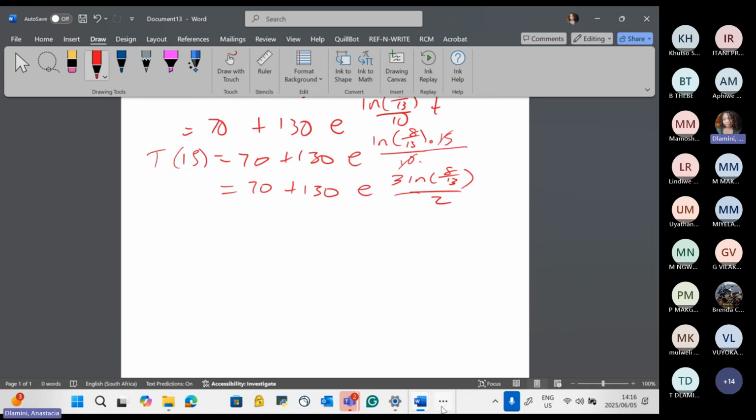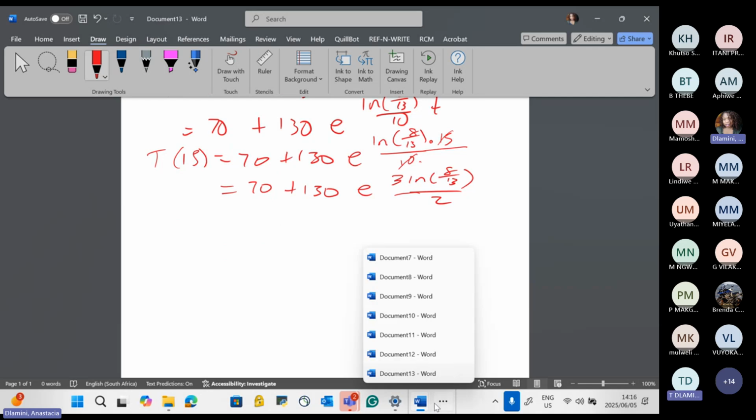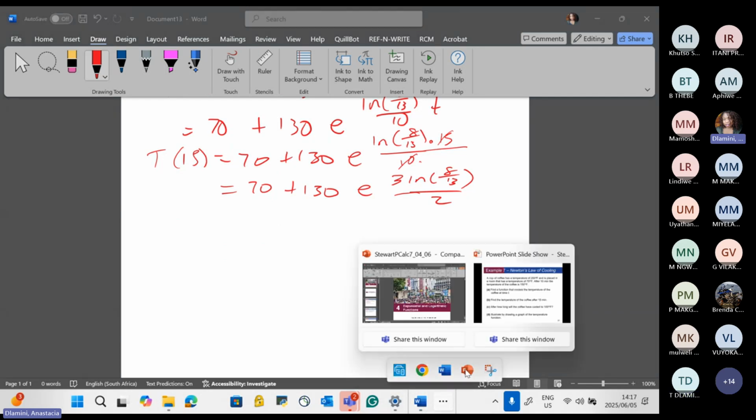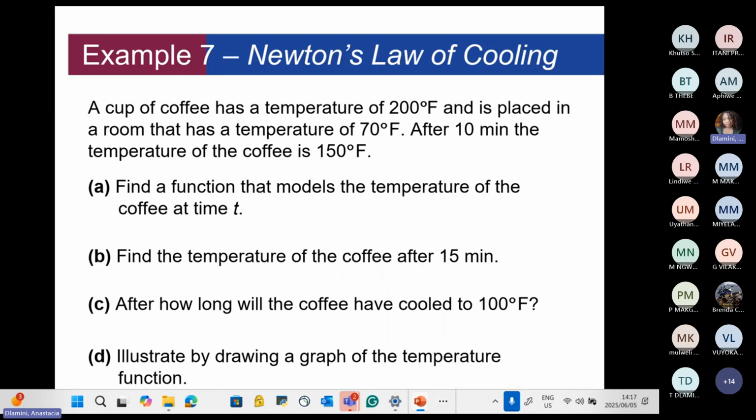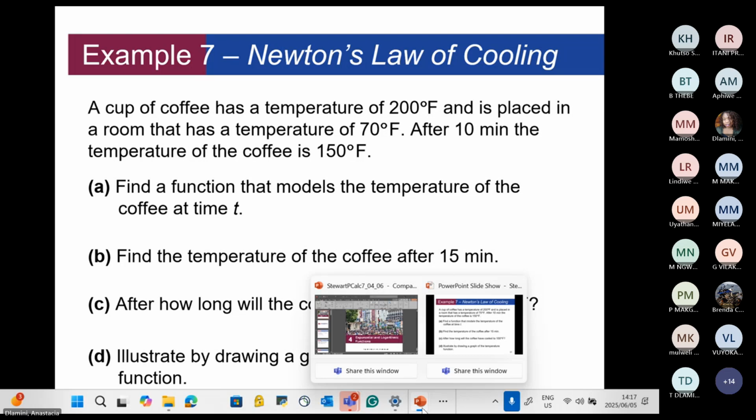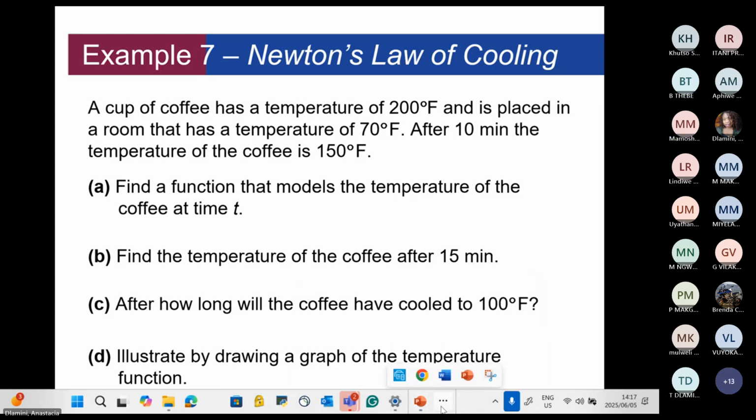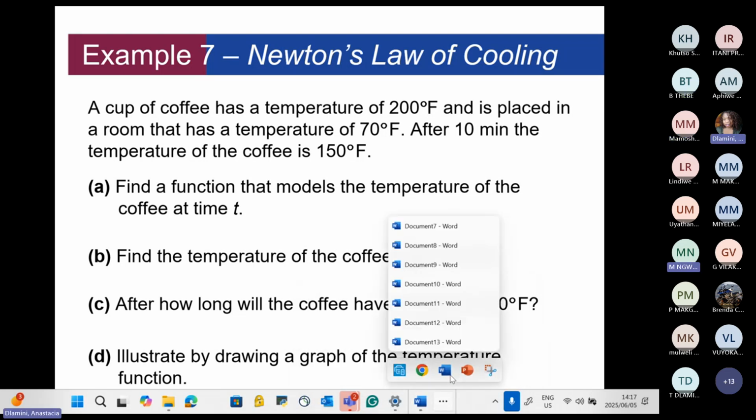But don't worry, we'll finish soon. I know our brains are not here anymore. Okay, so then now they ask: how long will the coffee take to cool to 100 Fahrenheit? What are they looking for there? They want the time. Guys, it means this section.